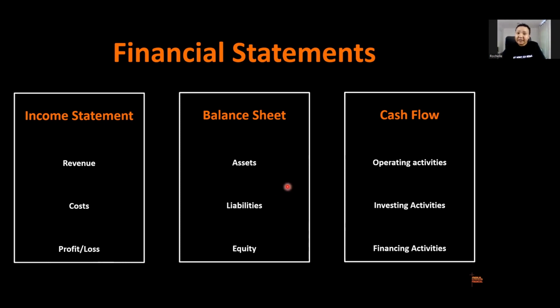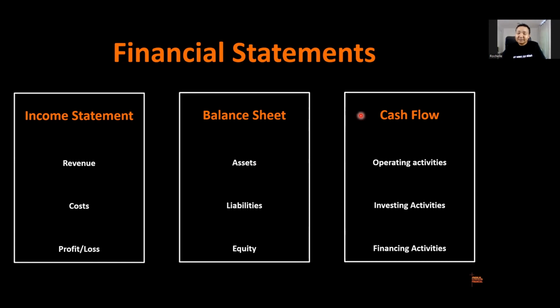So how do we read a balance sheet? Assets: how did you buy the assets? You either bought the assets with borrowed money, which is liabilities, or you bought the assets with the shareholders' money. So the money that belongs to shareholders is known as equity.